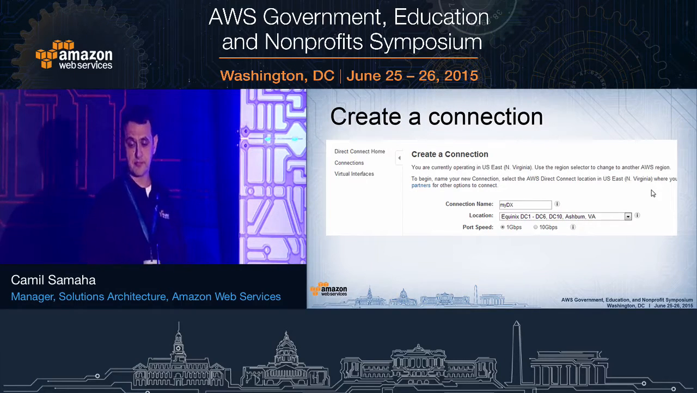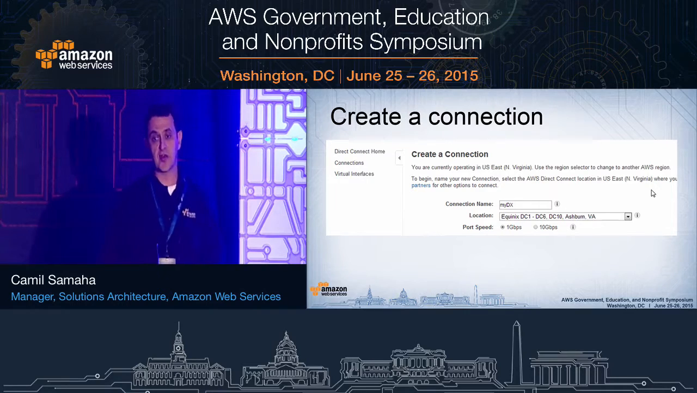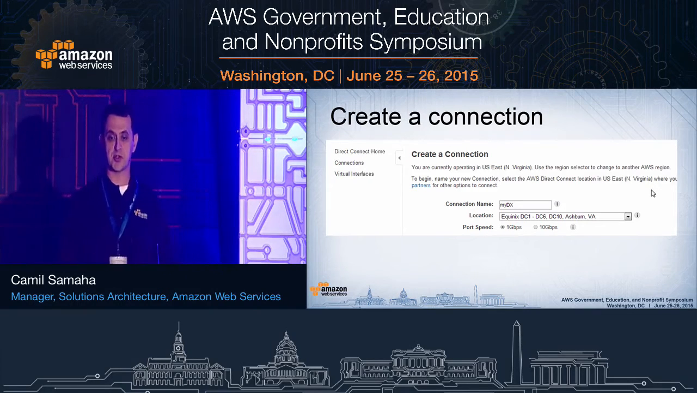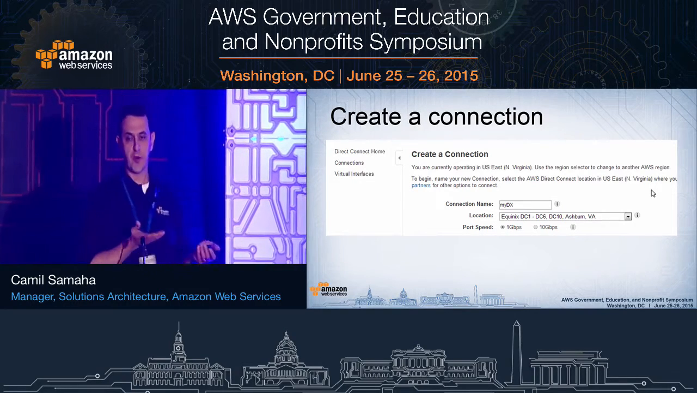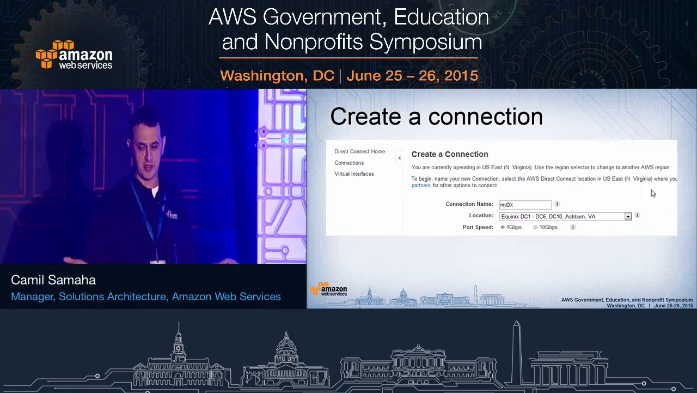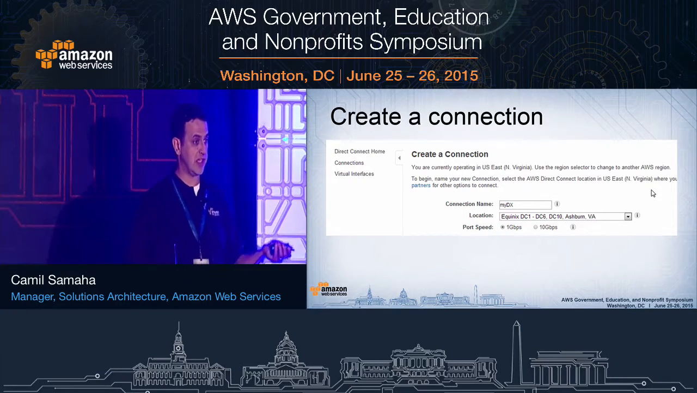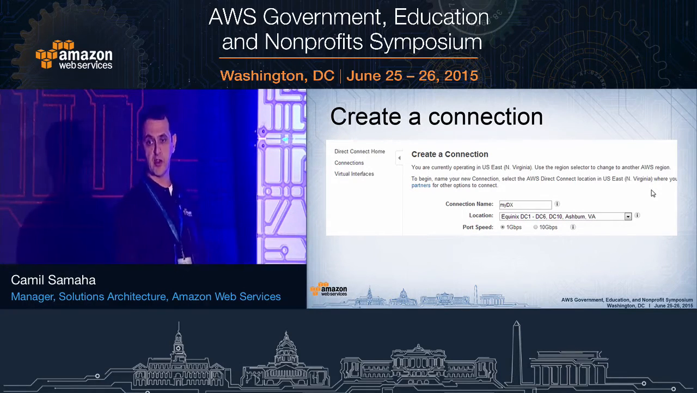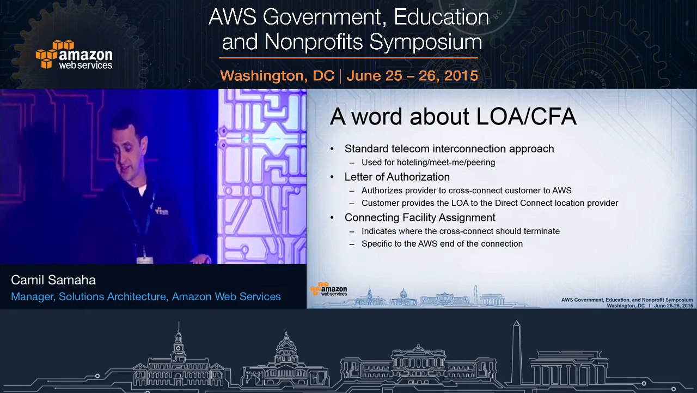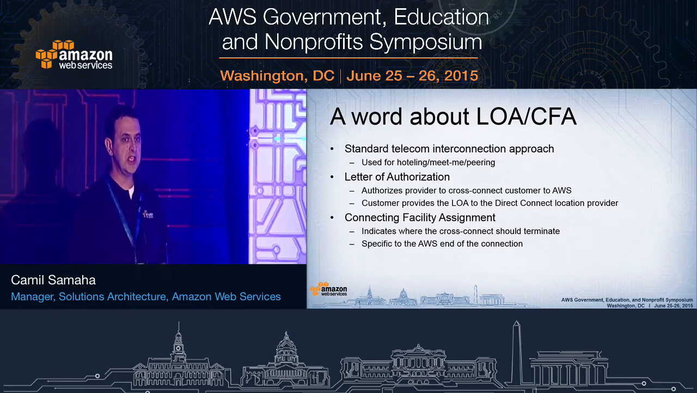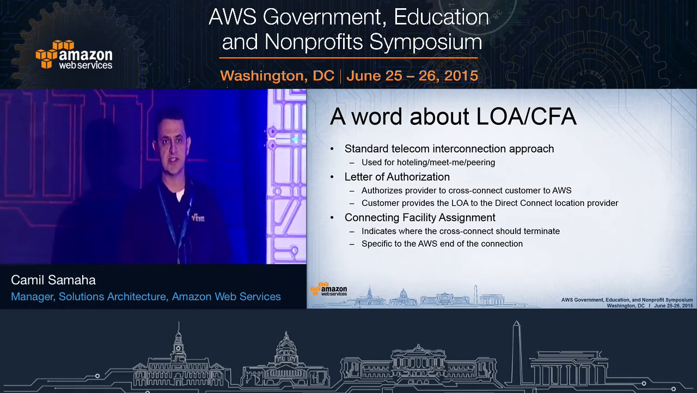All right? This is just a screenshot through the AWS console that shows you how to select the region and create a Direct Connect connection. This is only that first part. It's really just selecting the region and selecting the port speed. Right now, you'll have the option of 1 gig or 10 gig connection. Once you make that selection, then you need to get the LOA and CFA.